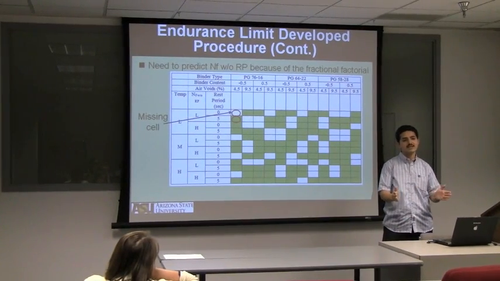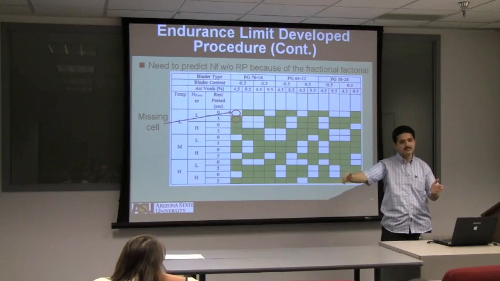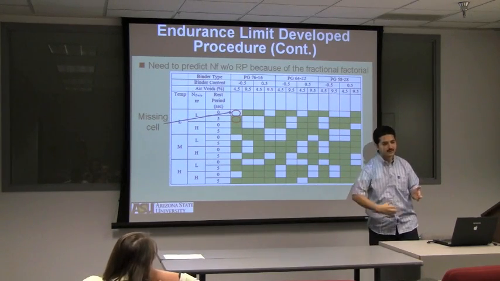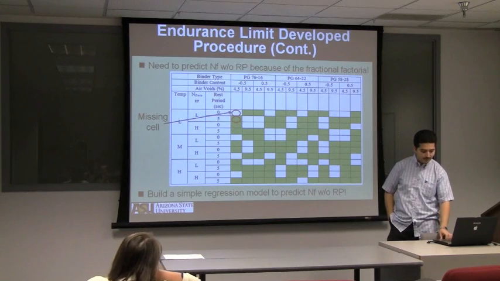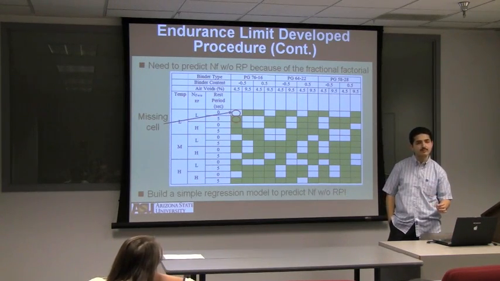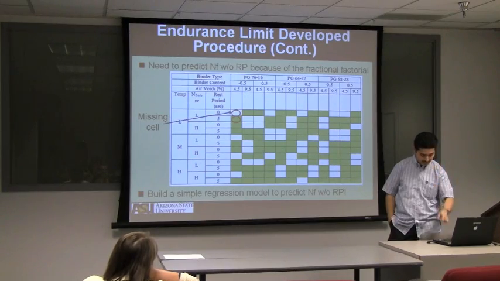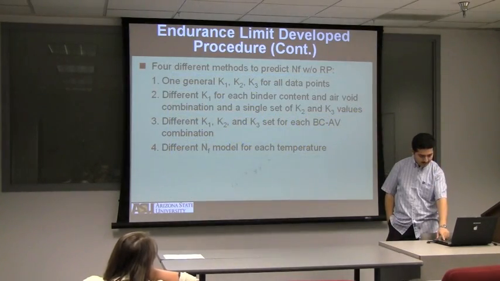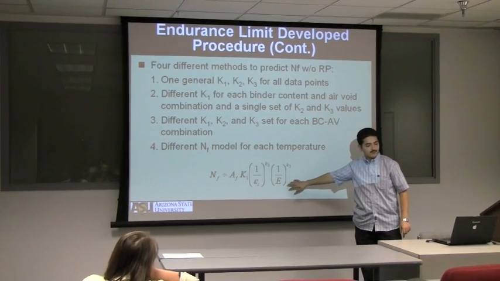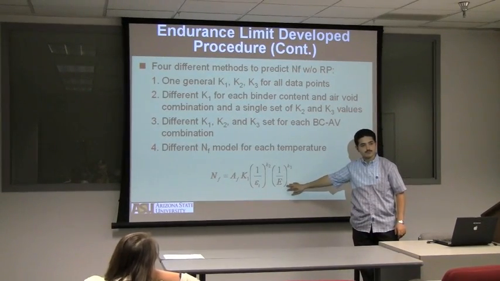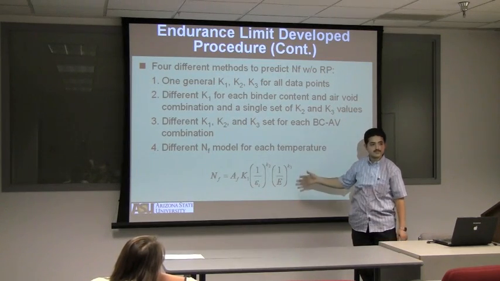So that led me to a question: where am I going to extrapolate my line? Because each test I ran to 20,000 cycles only, and then I need to extrapolate it till NF, the number of cycles to failure for the continuous test. That forced me to build a simple regression model to predict what is the NF for each combination. If you still remember this equation, I had to build it to predict the missing cells. So I had 4 options to come up with.